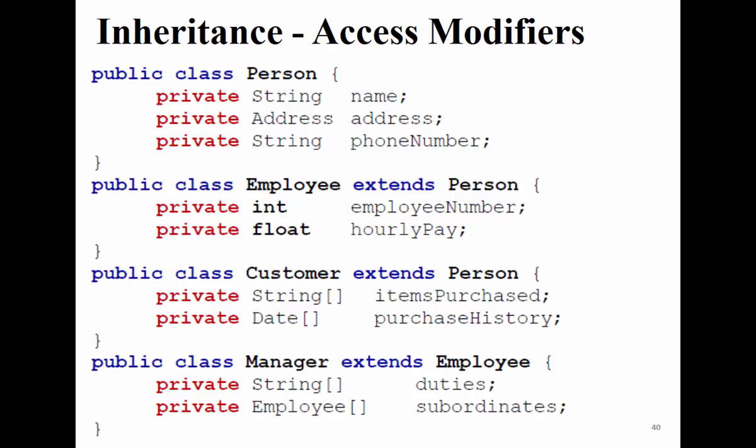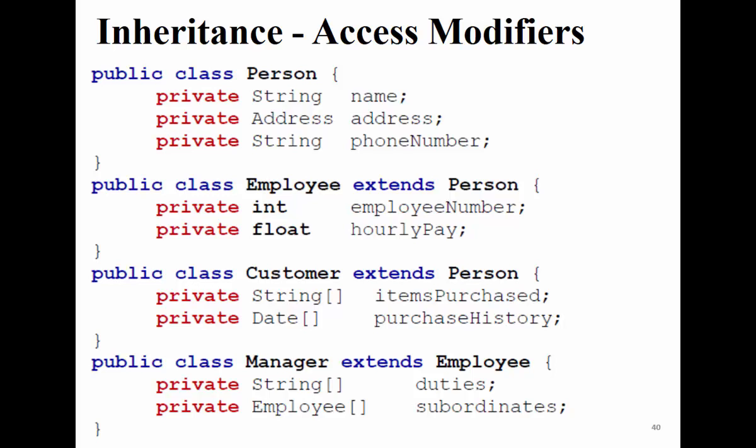We have the customer. The customer inherits the person by adding some items, such as purchase histories. And the manager extends the employee. I think by looking at this, you can visualize the hierarchy. We have the person as a root that gives us the employee as a derived class or child class. We have the customer as a child class. And from the employee, we also extend to have the managers.